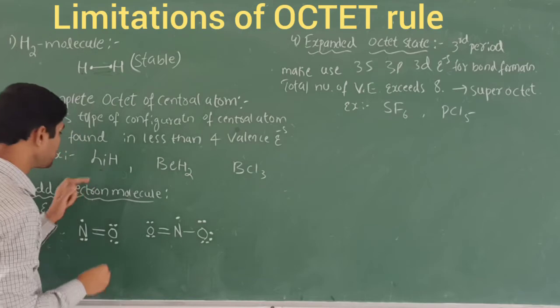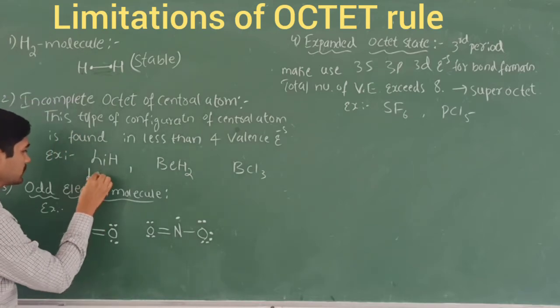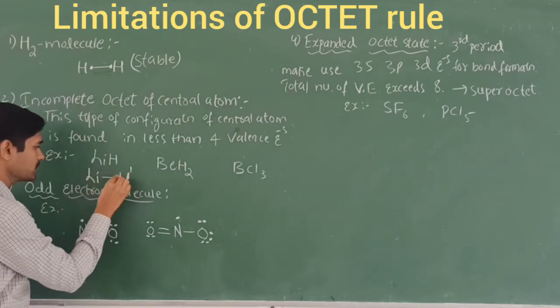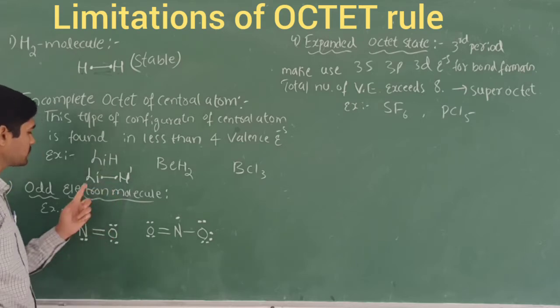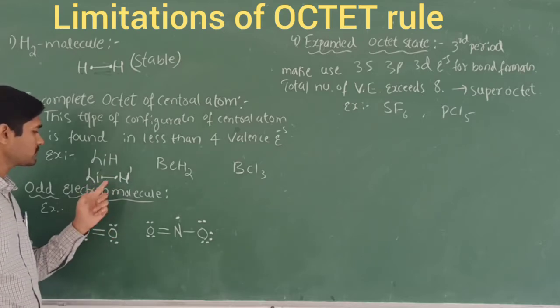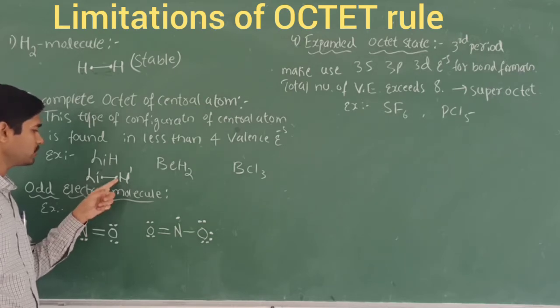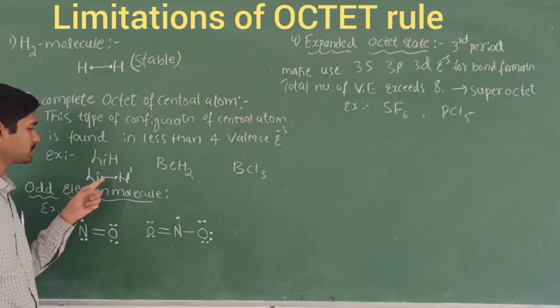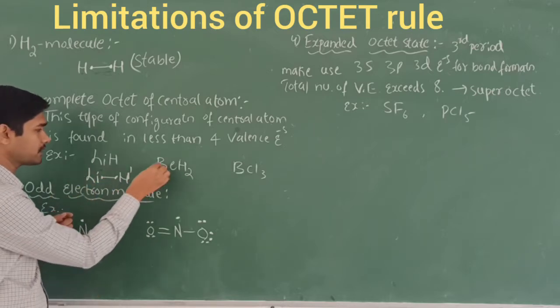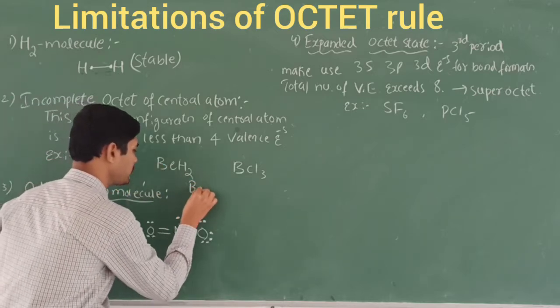If I take lithium hydride, how am I going to write it? Lithium hydride, like this. This lithium has only 2 electrons. Mutual sharing will be there, but hydrogen is now stable, right? But this does not obey the octet. Similarly, beryllium hydride, I am going to write like this.